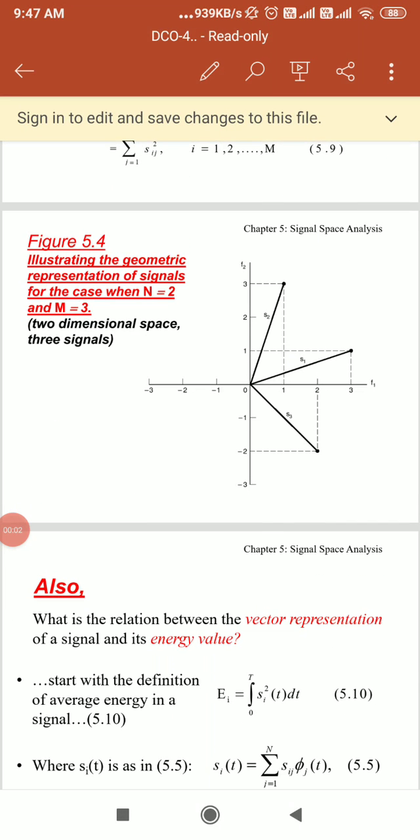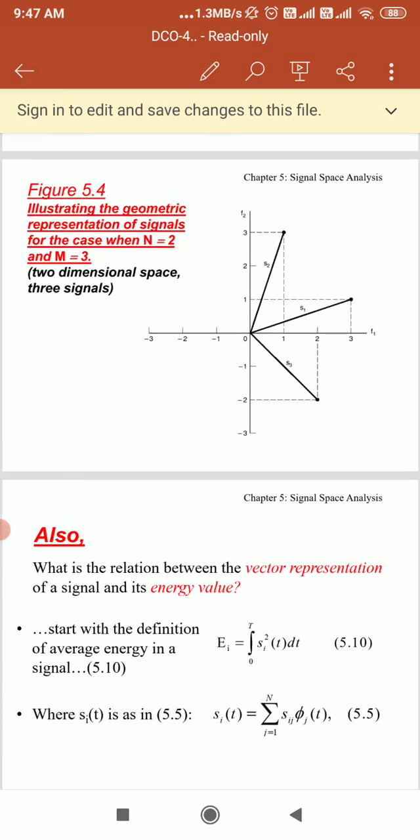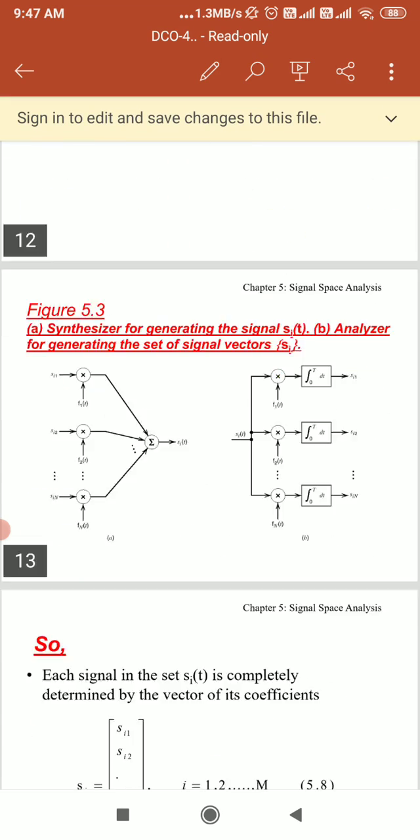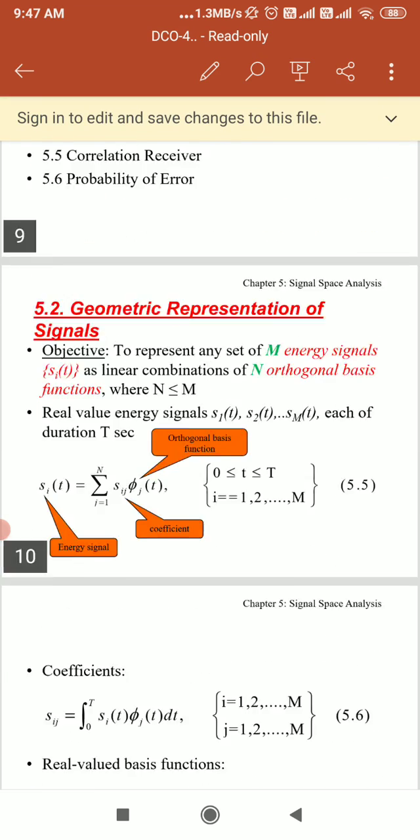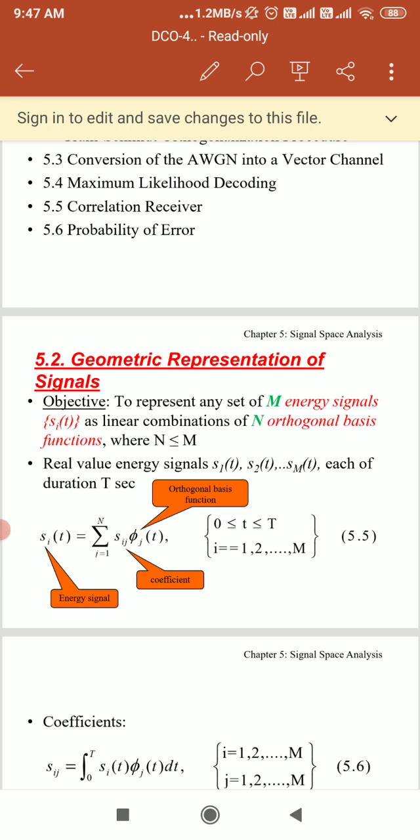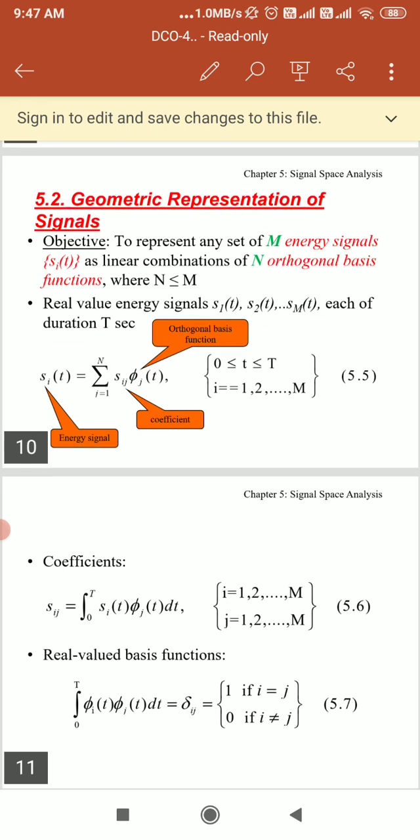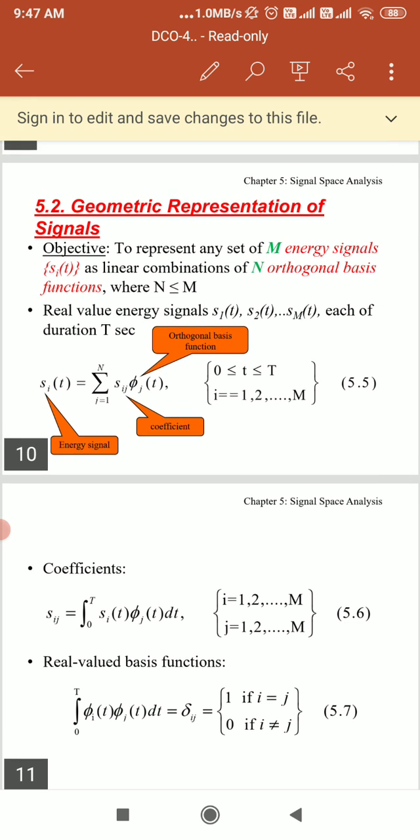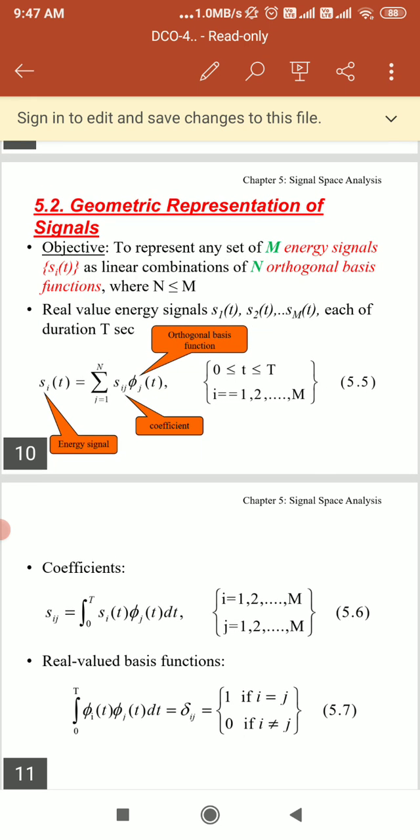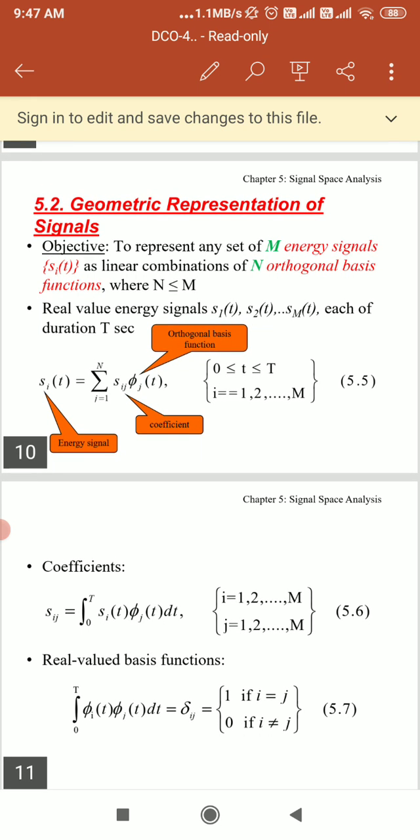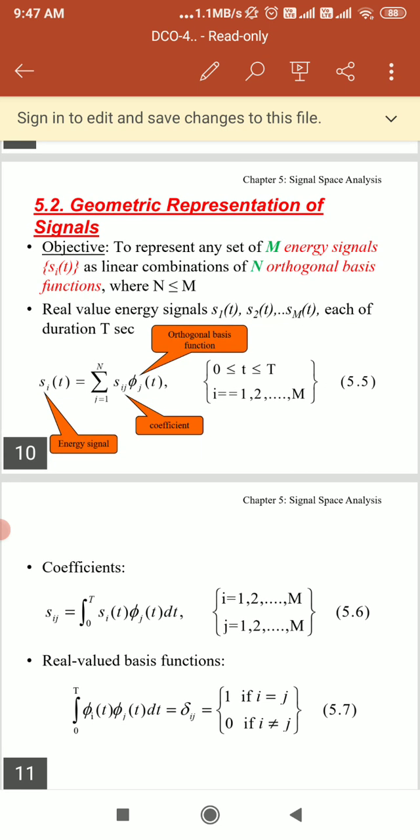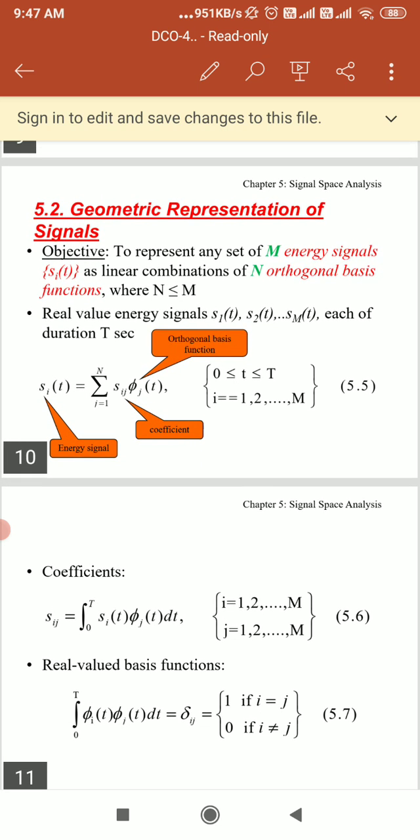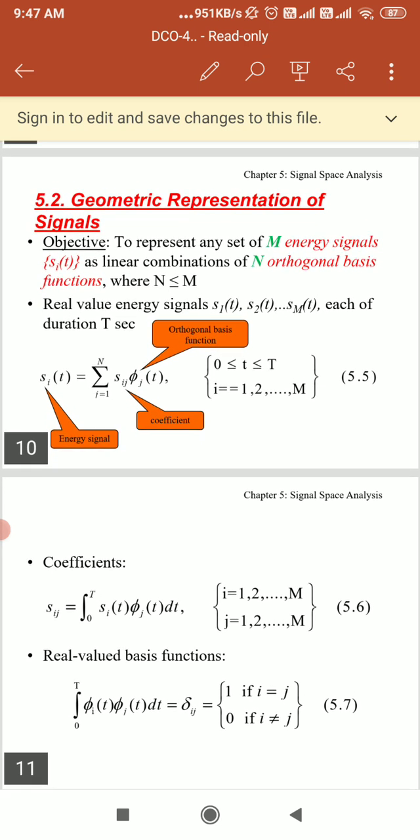Good morning. Here we can see one example of the geometric representation of a signal. In the previous session we already saw how to represent a signal geometrically. Take any set of m energy signals Si of t as a linear combination of n orthogonal basis functions, where n is less than or equal to m.